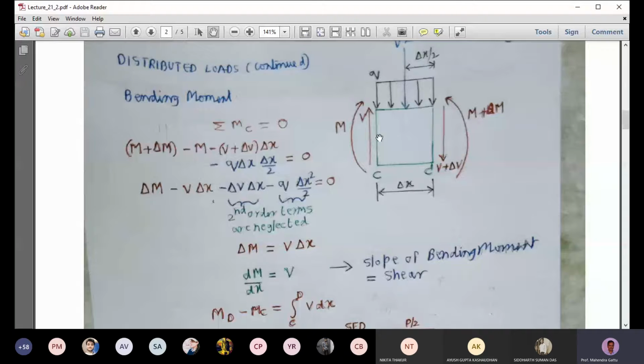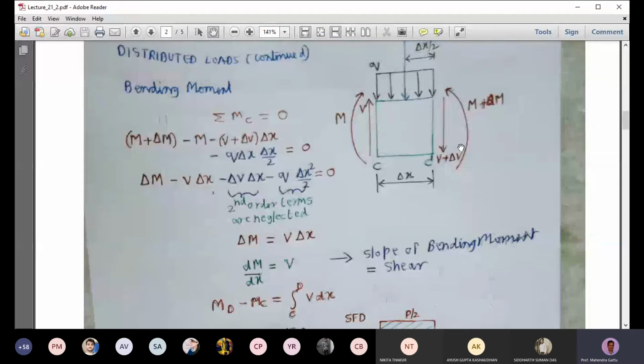So what will happen is this shear force will be acting on that section, so it will not contribute any moment, and the remaining contributions will be this shear force V plus delta V, there is the moment M plus delta M, there is this moment M, and the distributed load will also produce some moment about this section. So we are writing it here. First thing is M plus delta M, it will be acting in the anti-clockwise direction. So it will be plus M plus delta M, and here M is acting in the clockwise direction, so it is minus M, and then V plus delta V into the moment arm, which is delta X. So this will act in the clockwise direction.